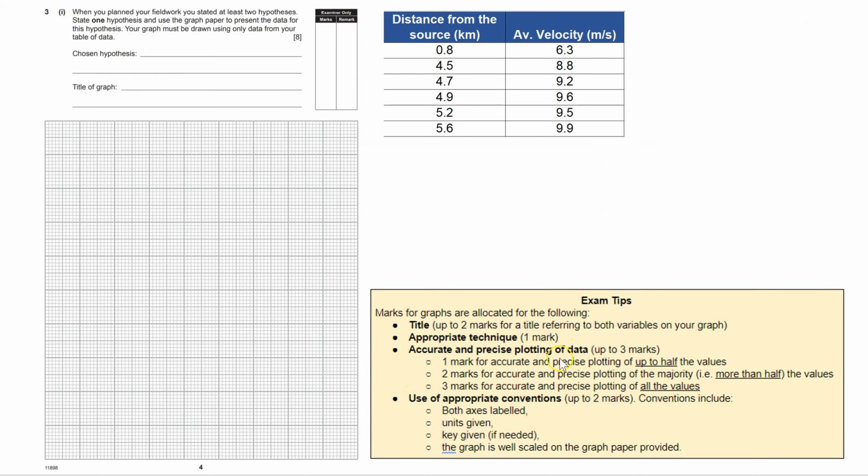Accurate and precise plotting. Well, you can practice that as much as you like, because this is our data, all right? You got it? So practice, practice, practice.